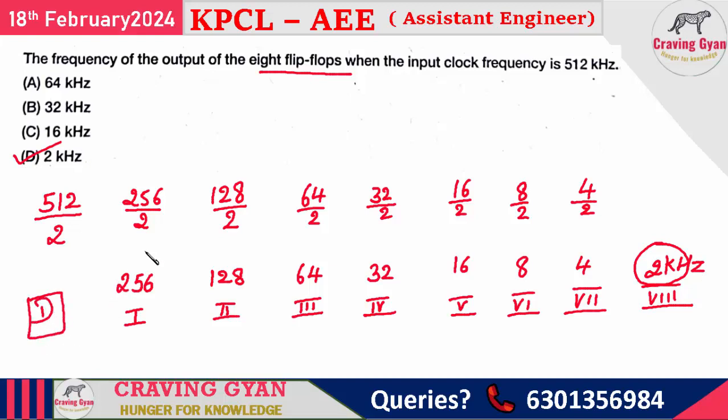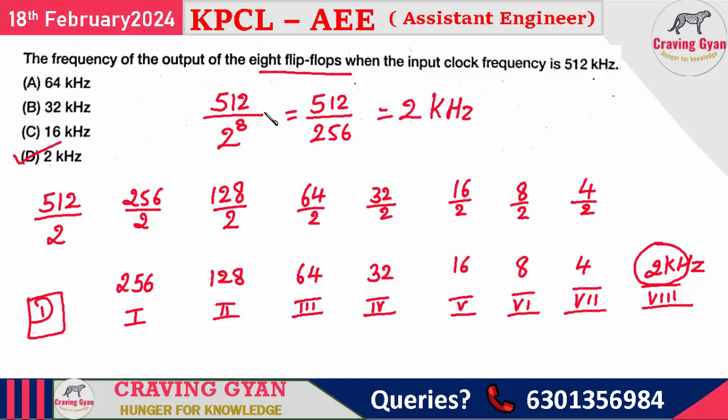In the case of asynchronous design, and that too a down counter they have considered, it is a frequency divider circuit. Each flip-flop divides by 2, you can consider. Straight away, if you want to solve in one moment, it is 512 kilo divided by how many flip-flops are there? 8 flip-flops. So it is 2 power 8. So 512 divided by 2 power 8 is 2, because 256 into 2 is 512. The unit is kilohertz, because we have not written kilo, so at last we append 2 kilohertz. That's it.